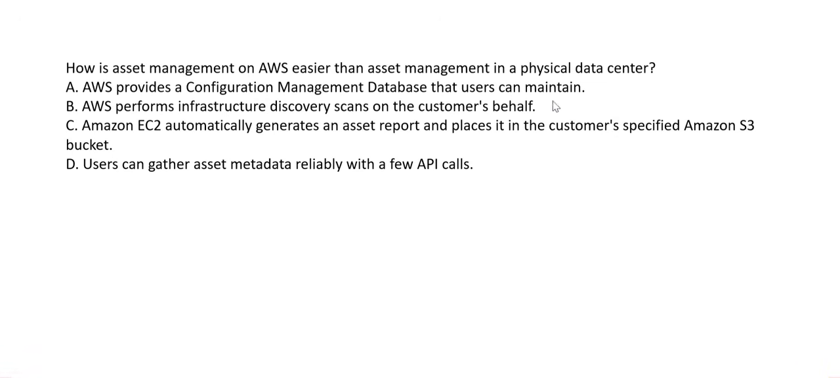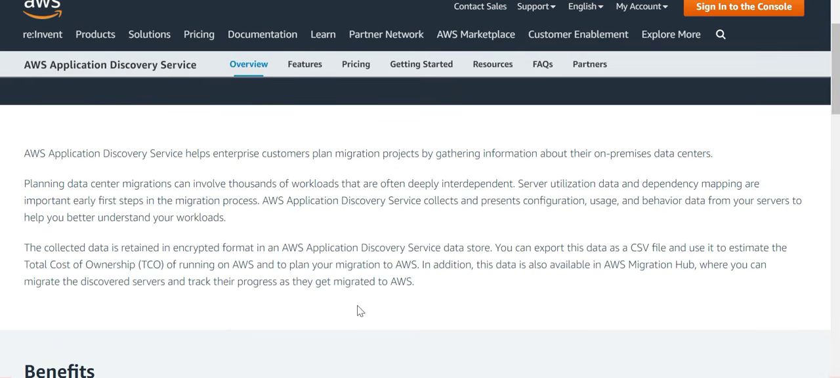So in this case, AWS performs infrastructure discovery scans on customers' behalf. So what you can do is use the discovery service on your on-premises applications, and it will tell you exactly what kind of workloads are there. So you can go through this section.